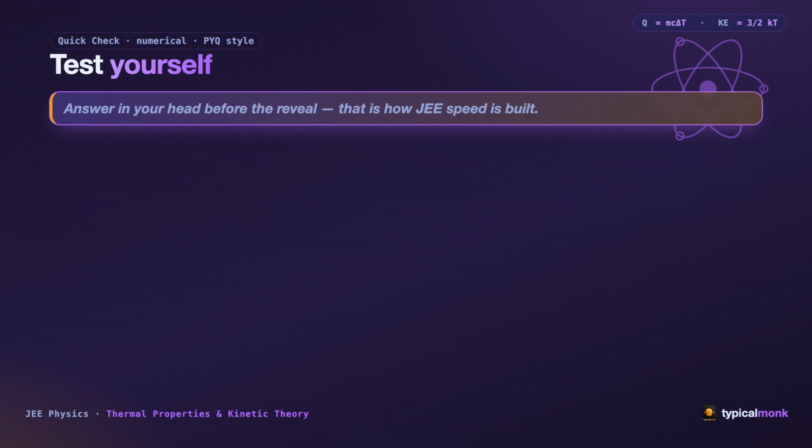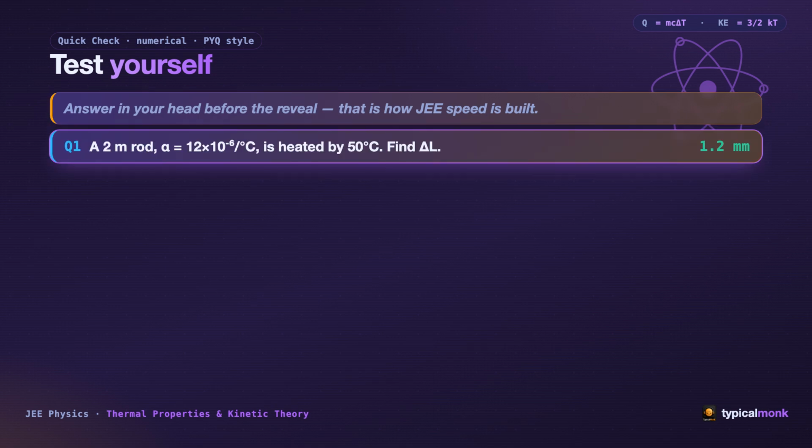Time to test yourself, rapid fire, and every answer today is a number. Here is the rule. I ask, you answer in your head before the reveal. No pen, no paper, just what you built today. Question 1. A 2-meter rod, alpha equal to 12 times 10 to the power minus 6 per degree, is heated by 50 degrees. Find delta L. 1.2 millimeters.